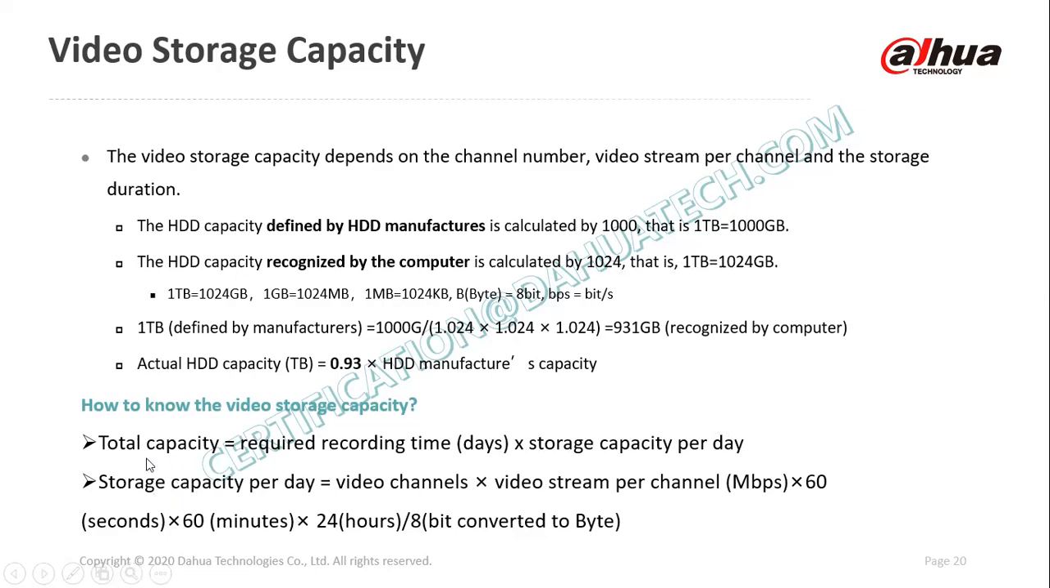So storage capacity per day, how do you calculate it? The number of video channels, that is the cameras, you multiply with the video stream per channel times 60 minutes, 60 seconds to get 24 hours, and then you divide by 8. You remember this bit here is about the 8 bytes.